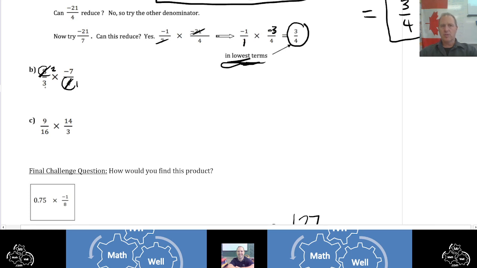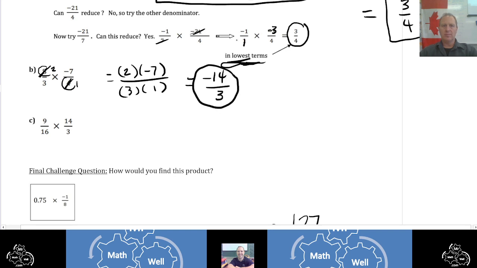Can 7 and 3 be reduced? No, 7 doesn't divide evenly by 3, so we'll just leave that one alone. What I now have is 2 times -7 on the top, the numerator, and I have 3 times 1 down here. So this is -14/3. Done. Okay?